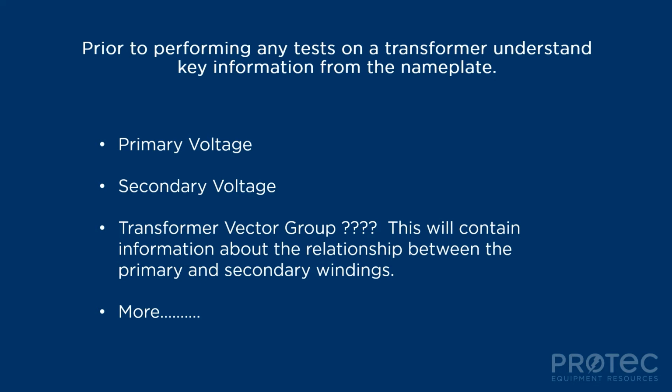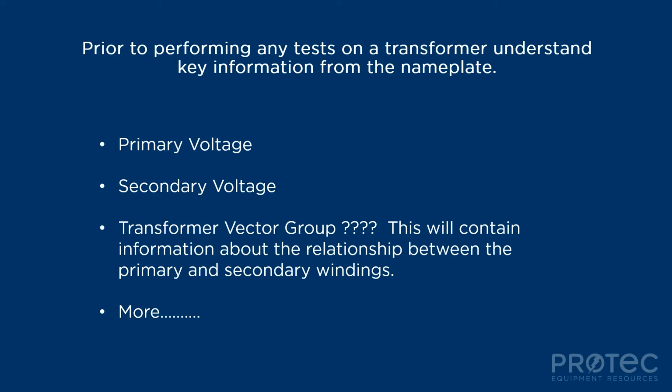Three specific items that we need to know before doing a transformer turns ratio test is the primary voltage, the secondary voltage, and the relationship between the primary and the secondary. So the primary voltage is the voltage being applied to the transformer, and then you could think of the secondary voltage as the output of the transformer.